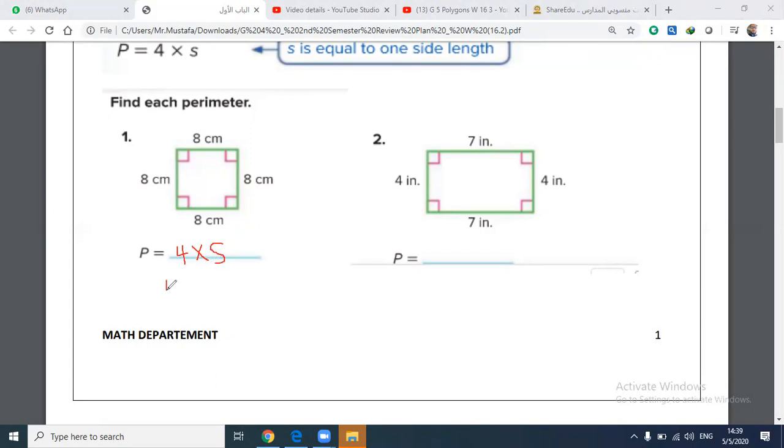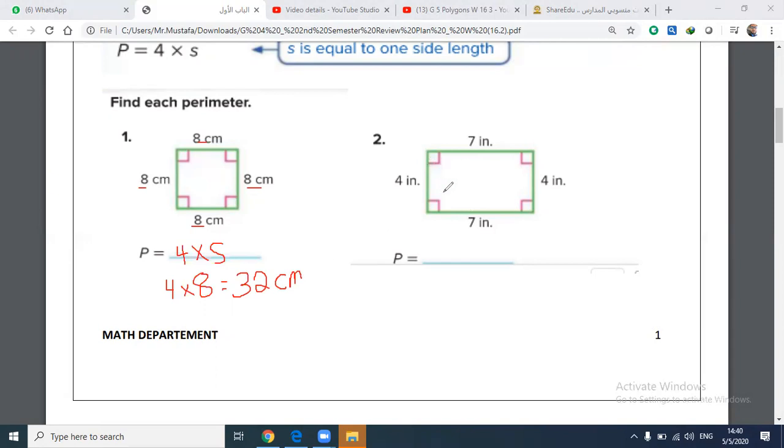So I will multiply 4, the number of sides of the square, times the side length, which is 8. As you see, all sides are 8. So I will multiply 4 times 8 equals what? 4 times 8 equals 32. 32 what? Centimeter. The unit is the same unit as the length of the sides.